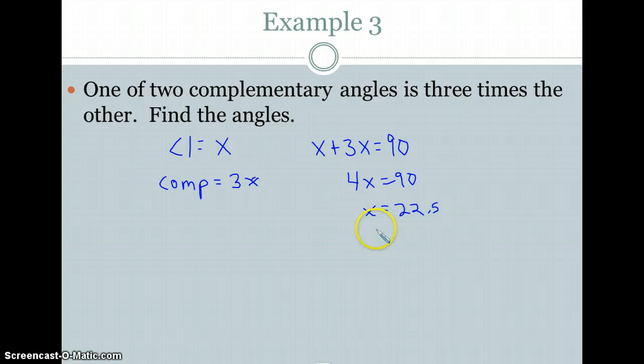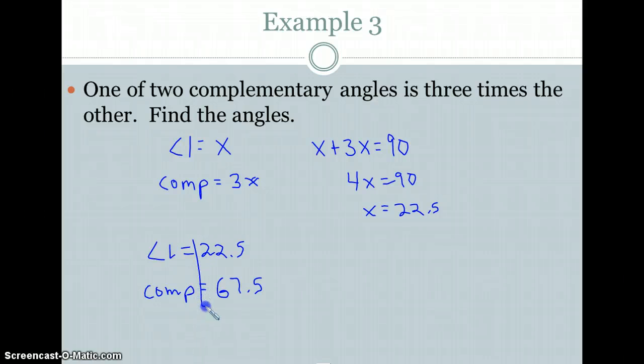The question says find the angle, so we want both angles. So we're going to take that x and plug it back in for angle 1. So angle 1 is 22.5, because it's the same value as x. And the other angle, the complement, angle 2, whatever we really want to call it, we'll just call it complement to be consistent. We have two ways to do that. One is to take it from 90. The other is to take that 22.5 and multiply it by 3. Either way, we should get 67.5 for our second angle. So our two angles are 22.5 and 67.5.